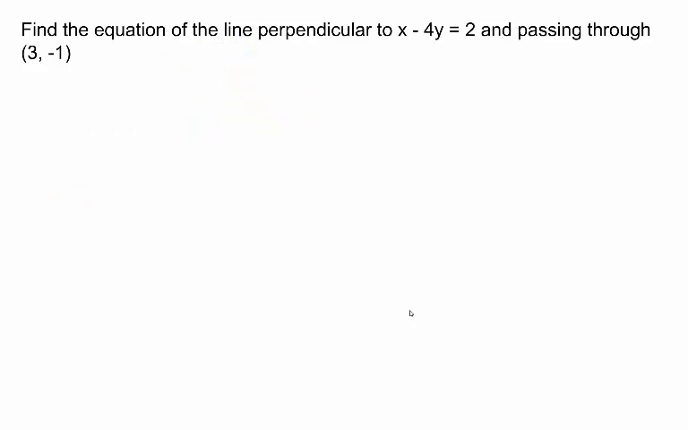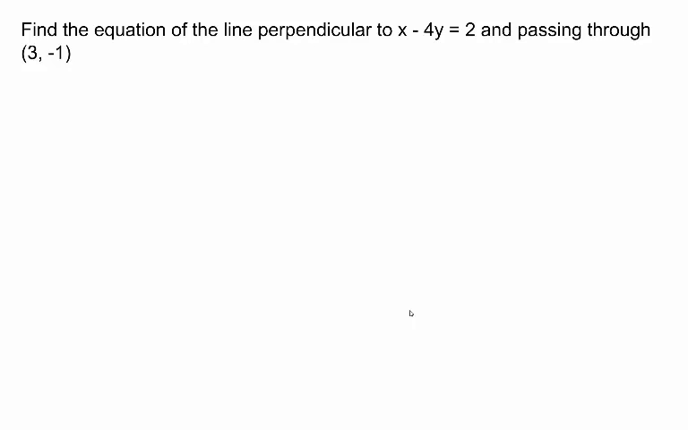We'll begin by solving our problem first by getting the slope-intercept form of our given equation, identifying the slope, then using that slope to get our perpendicular slope, using our perpendicular slope with our given points to construct a new equation.